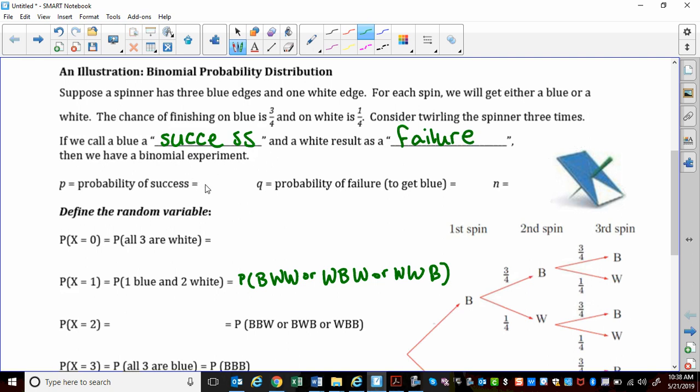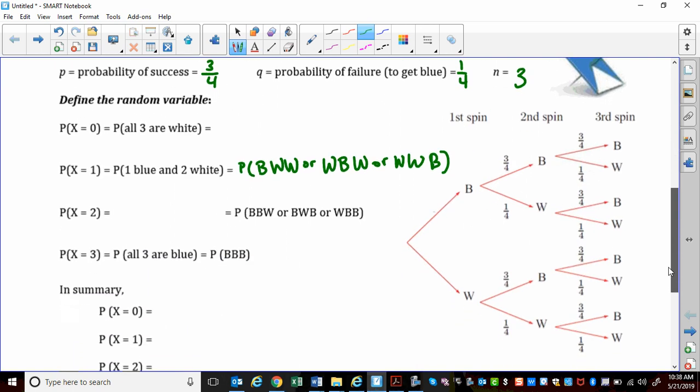The probability of success is the blue, which is 3 out of 4. And the probability of a failure, or getting a white, is 1 out of 4. And we want to spin it 3 times, so my n is going to be 3. So this is my tree diagram. The probability of getting a blue each time is 3 out of 4. We're not taking anything away, so each time we do this, it's going to be 3 out of 4. Each blue is going to be 3 out of 4. The probability of getting a white is 1 out of 4.